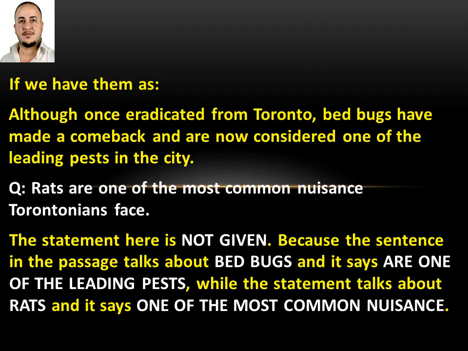One of and one of, although they have one of, but we come to the meaning of the sentence. It says one of the most common, and it says also one of the leading pests. One of and one of, that means any of them could be the most common, or any of them could be the leading, or they might not be the leading, both of them. It's something usual.